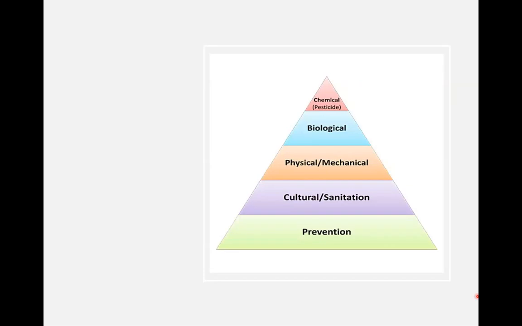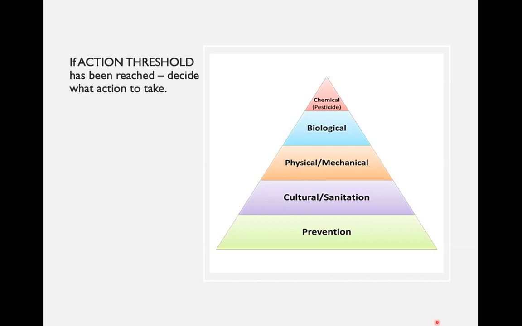As we saw in the previous slides, we're only going to take on these sorts of methods if the action threshold has been reached, a threshold that we've decided based on our monitoring and the data that we've been collecting on those pests on the farm. In IPM, we always begin with this prevention technique, and we try to do things on the farm that are going to keep pests from becoming an issue through cultural controls and something called sanitation.